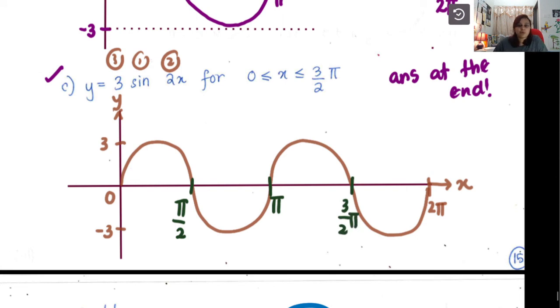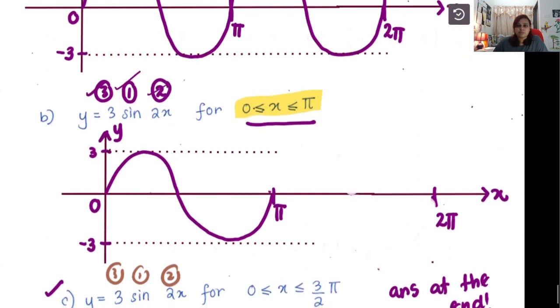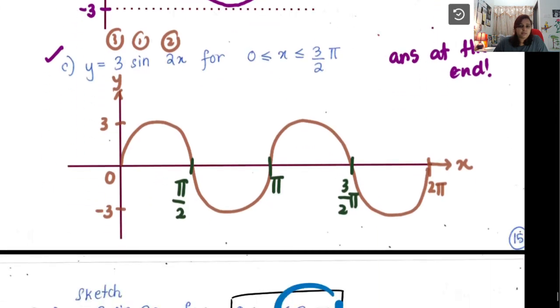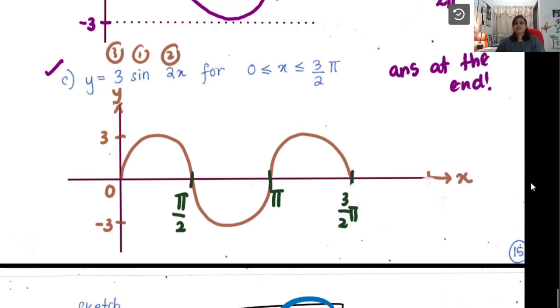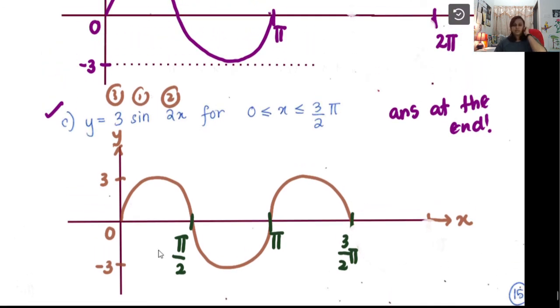So we don't need the behind one, right? We don't need the behind one only. Oh, sorry. So I'm just going to erase this one, because we are stopping at 3 over 2 pi. So you don't need that. So your graph is like this only.